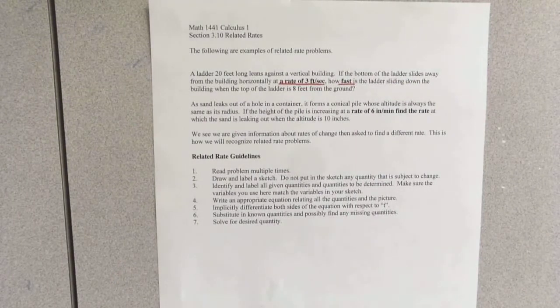It talks about two rates: a rate of 3 feet per second, and then how fast. Remember, fast means velocity, and velocity is the rate of change of position. So we've got two rates, and they want to know, as this one thing happens, how does that affect this other thing? Related rates. Same thing on the next one.